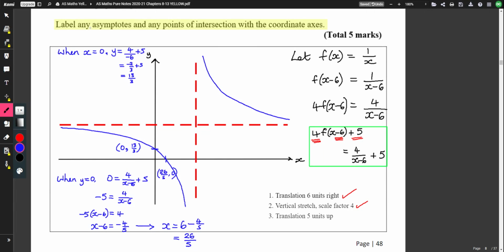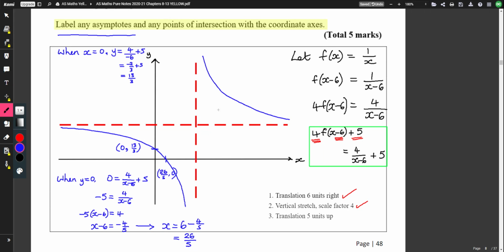One thing we haven't quite done yet, label the asymptotes. So that's a good habit to get into. Before you finish a question and move on, just look back at the question. Have you forgotten to do anything? Well, I haven't yet labeled the asymptotes.